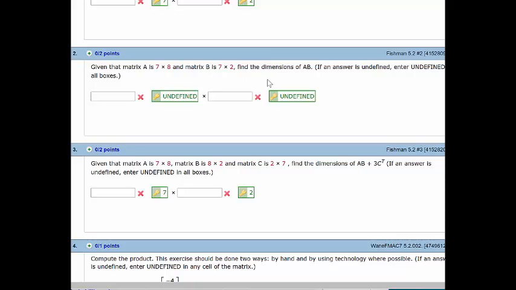AB is not possible. Is BA possible? If I put B first and then A, is it possible? No, because then they would be 2 and 7, so they don't match either. Right, they don't match either. So AB, BA both undefined. Good. All right.